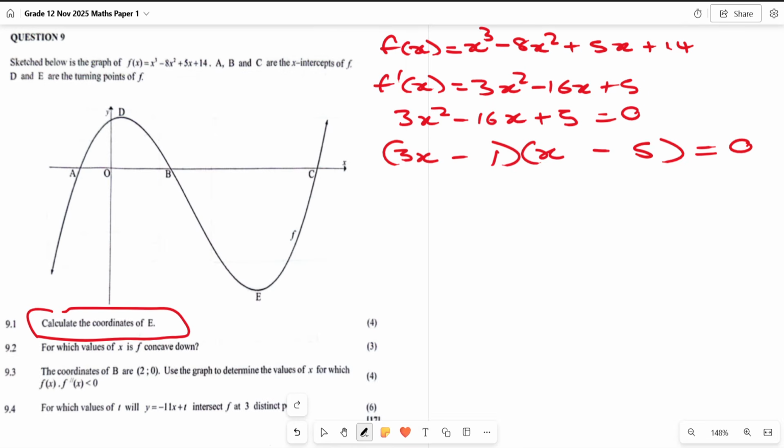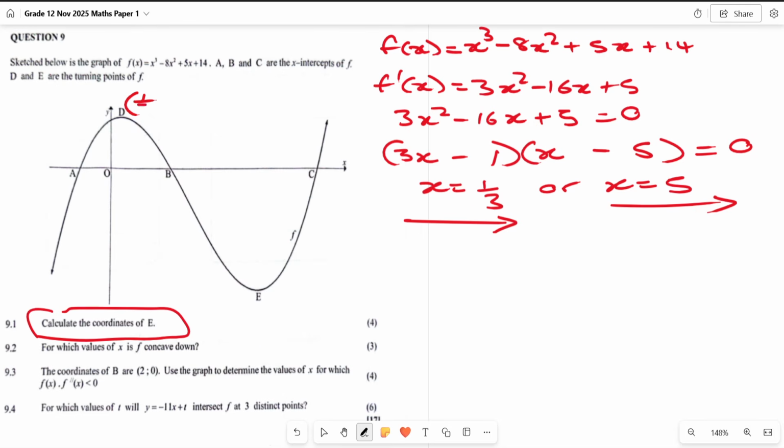Okay, therefore, x is going to be equal to 1 over 3, or x is going to be equal to 5, as you can see there. Now we need to find the value of E. So the first turning point over here is going to be at x equals 1 over 3. We're not sure of the y value, in case they ask us to find that, then we might. And what else? We know that this point now is going to be 5. The x value is going to be 5.